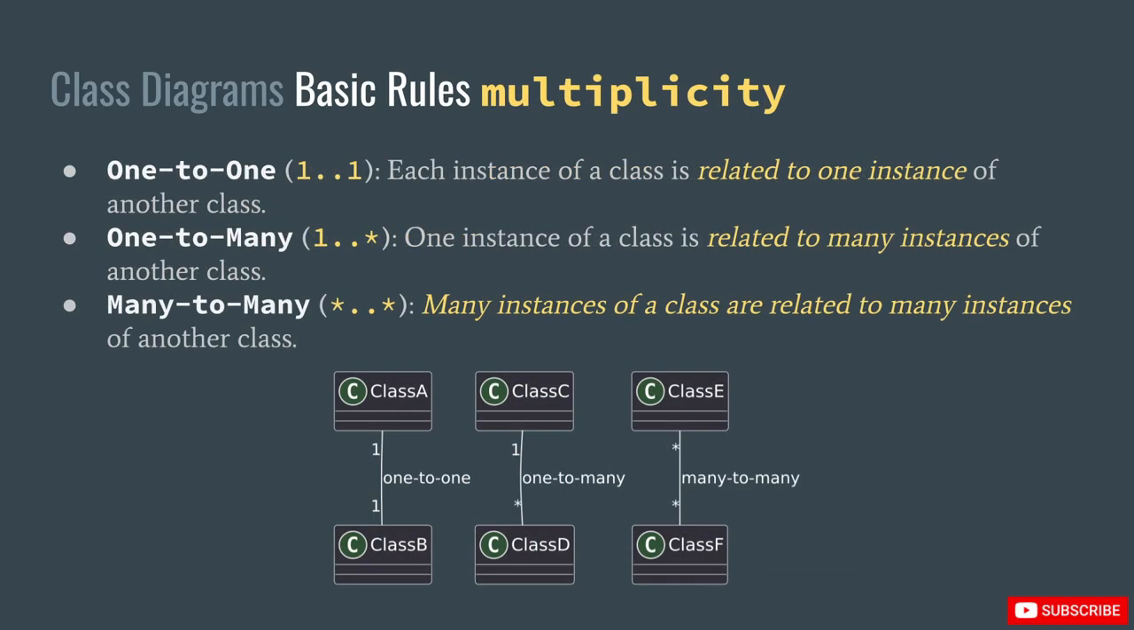Class diagrams also follow basic rules of multiplicity. One-to-one means each instance of a class is related to one instance of another class. One-to-many indicates one instance of a class is related to many instances of another class. And finally, many-to-many means many instances of a class are related to many instances of another class.